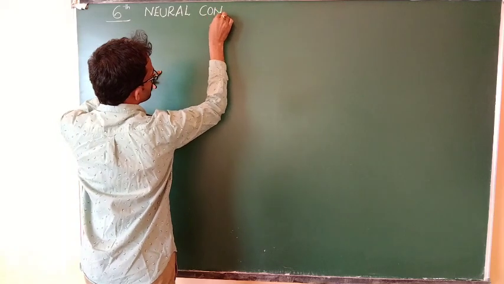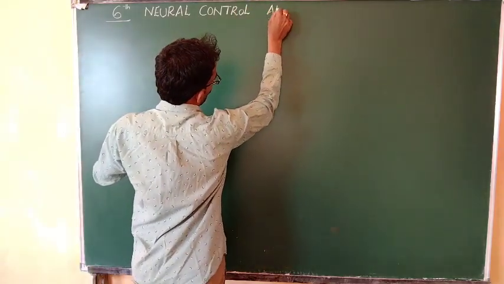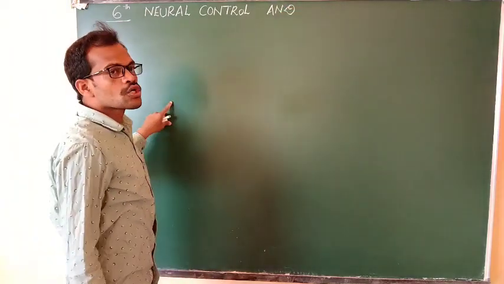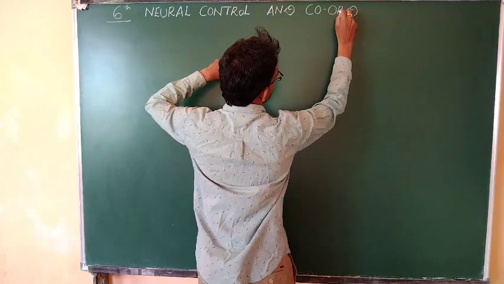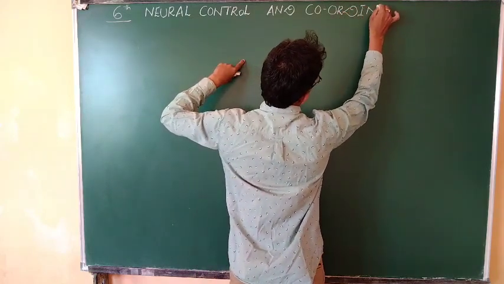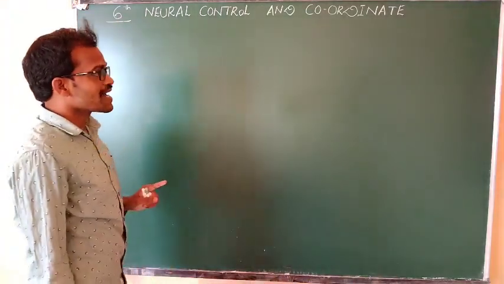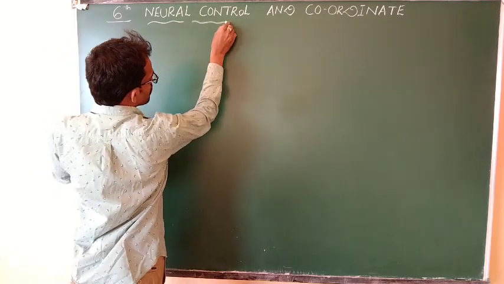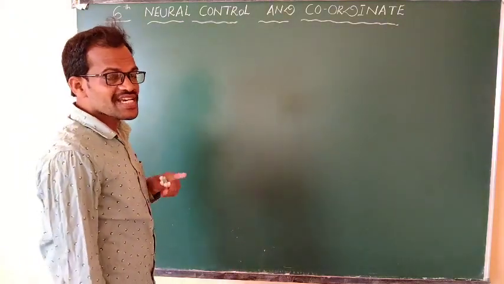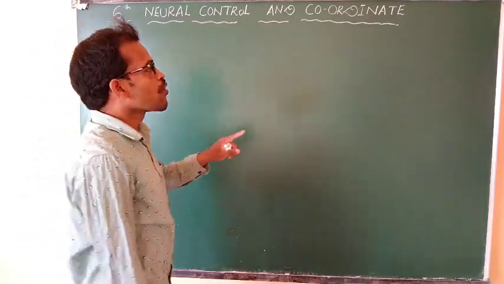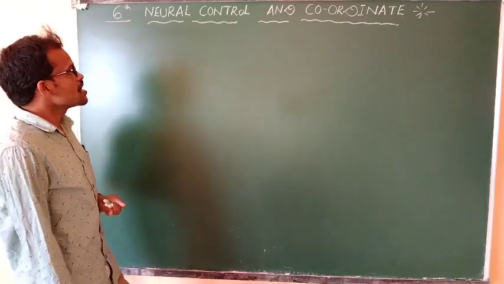What is the sixth chapter in human physiology? In the human physiology sixth chapter, the neural control and coordination system.